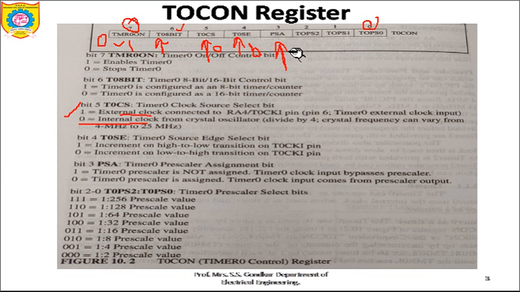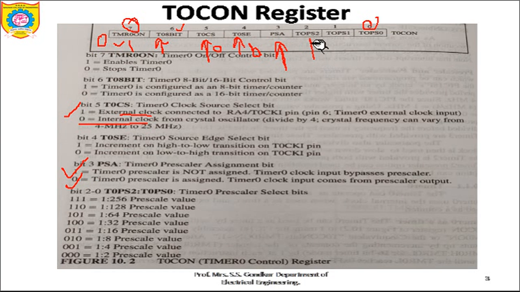It's a very important point as far as this T0CON register is concerned. So this bit number 3 is PSA, the timer 0 prescaler assignment bit. If this bit is 1, timer 0 prescaler is not assigned, and if this bit is 0, timer 0 prescaler is assigned. You have to assign that bit for identifying the prescaler.